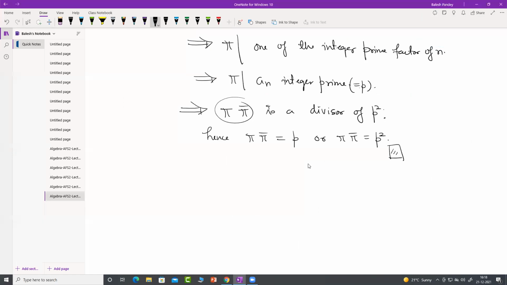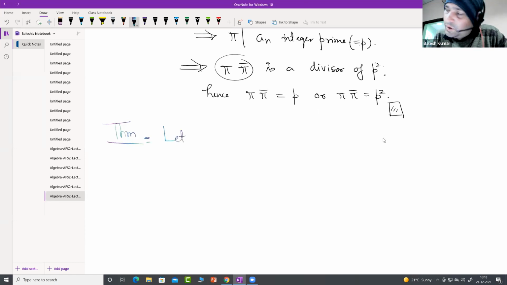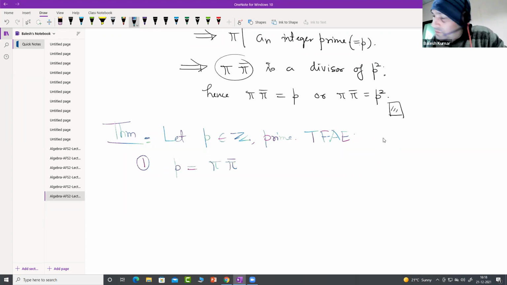No, sir. Okay, good. So now let me move towards one of the important results which classifies what the prime elements inside Z[i] are. So let p belong to Z, let's say a prime integer. Then the following are equivalent. The first part is that p is a product, so let me write in symbols, that we can write p as pi pi bar, where pi is a Gauss prime.